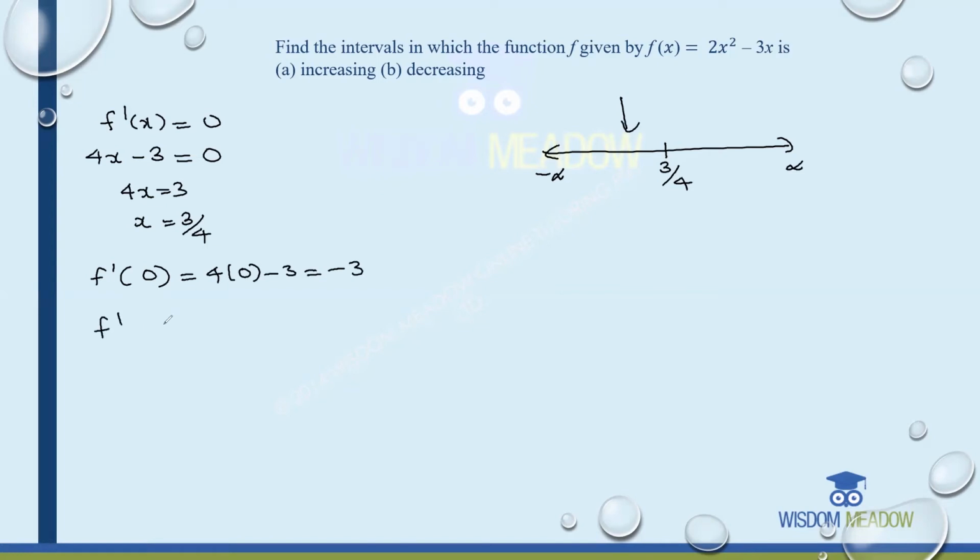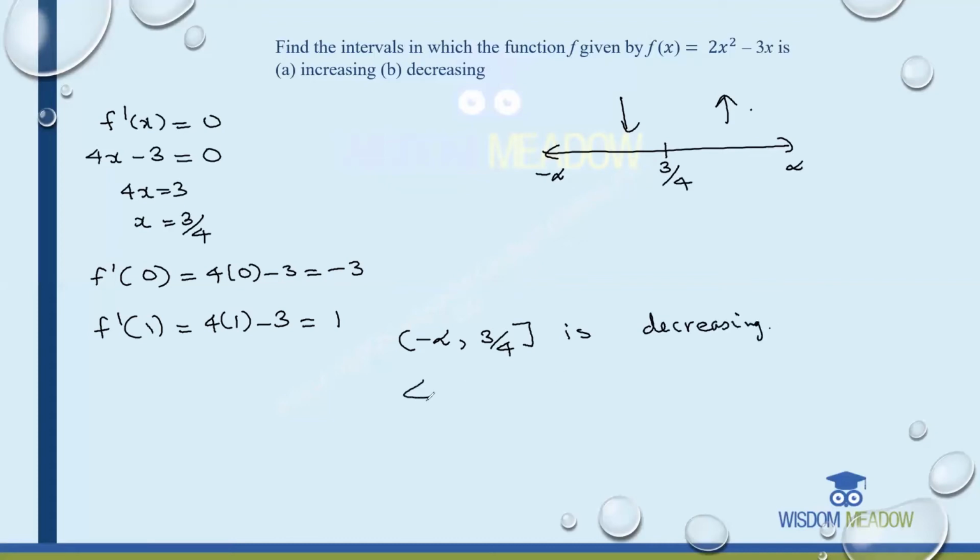Now take a point from here. I can take f dash of 1. So 4 into 1 minus 3. I can take any point, it's a choice what to take. So it's going to be 1, which is positive. So I can say that minus infinity to 3 by 4 closed is decreasing, and 3 by 4 to infinity is increasing.